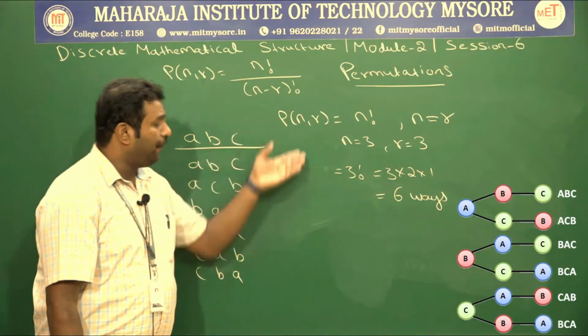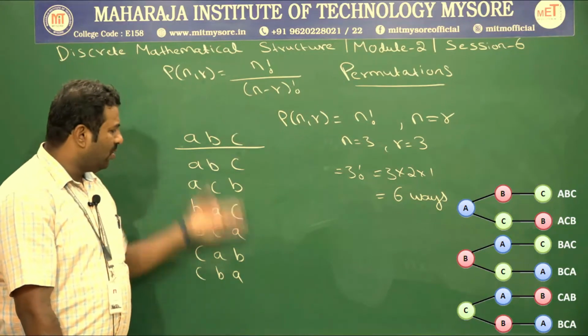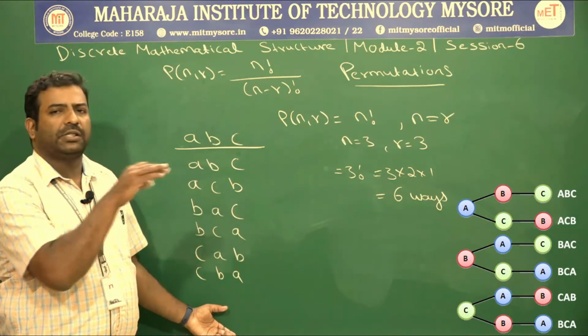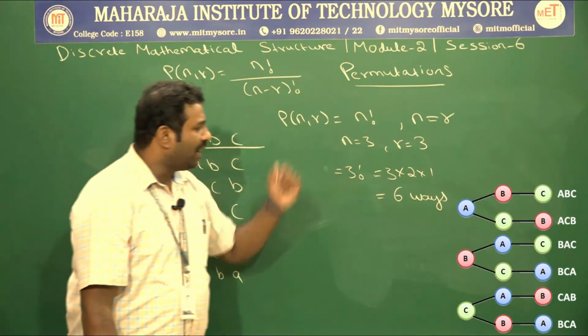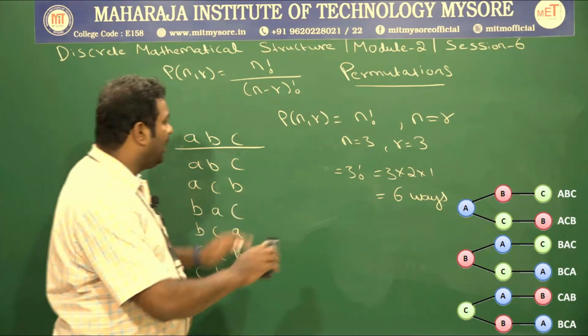What if it is 15 objects? What if it is 100 objects? You cannot write all the patterns and keep on counting. Hence, for that case, you are going to have such a way. I hope you are clear how I got this.